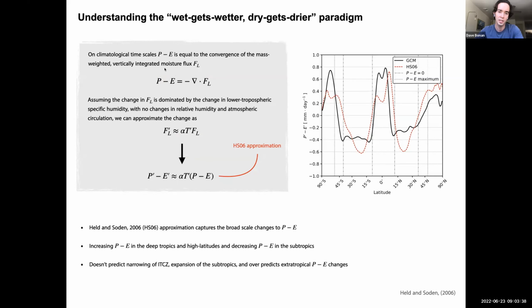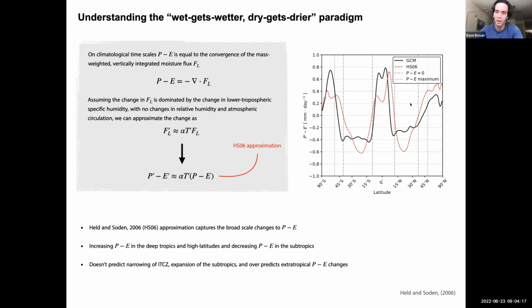What they basically said is that if you take P-E, which is equal to the convergence of mass-weighted, vertically integrated moisture flux, you can assume that this change in latent energy transport is simply a change in lower tropospheric specific humidity with no changes in atmospheric circulation and no changes in relative humidity. And if that's the case, then a change in that latent energy transport is simply going to be the Clausius-Clapeyron relation times the change in temperature times the climatological latent energy transport. And so the divergence of this equals P-E, and you get that the P-E changes are simply an amplification of the climatological pattern times the temperature change, basically.